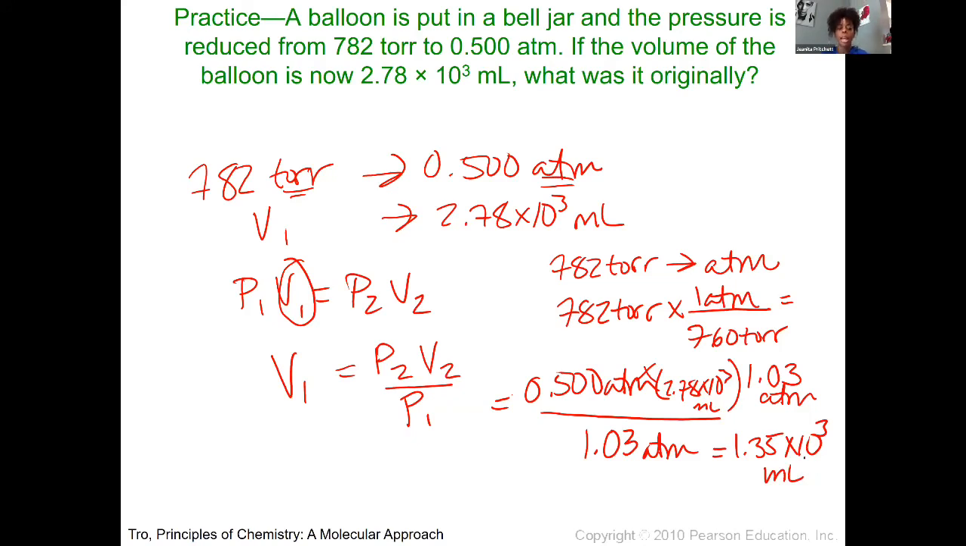And if we look, that should make sense. We notice that our pressure went down. It went from 1.03 to 0.5, so it decreased. And so I'm expecting that my volume should have an increase. We see that originally we were at 1.35, and it almost doubled to 2.78. So do some kind of conceptual check before you go with an answer.